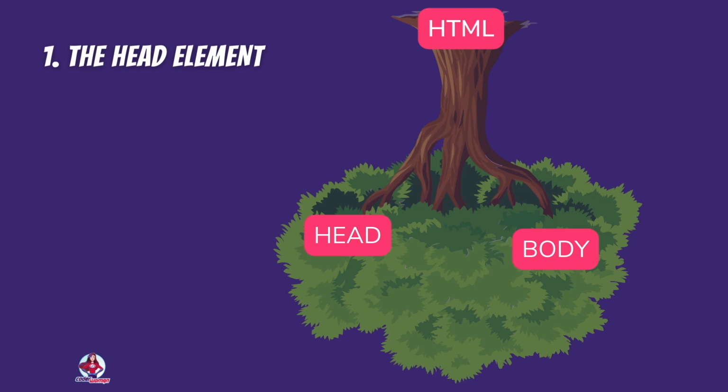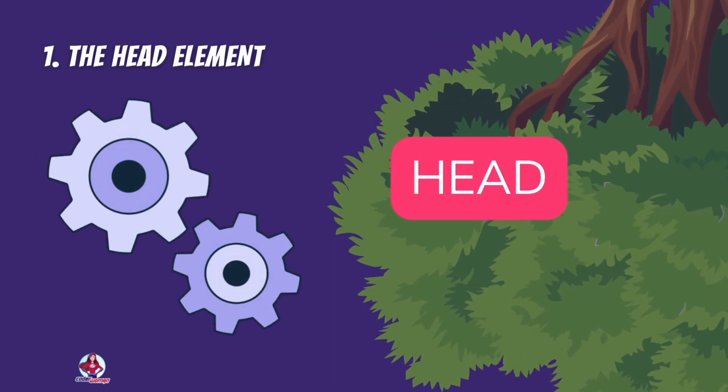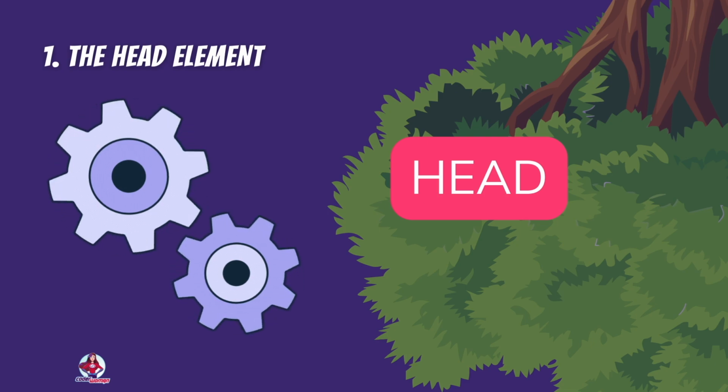Remember how we said that the structure of an HTML document looks like an upside-down tree? The main element is always HTML. The head and body sections are inside it. The body holds all the visible content of the website, while the head is… well, let's think of it like the settings of an app.